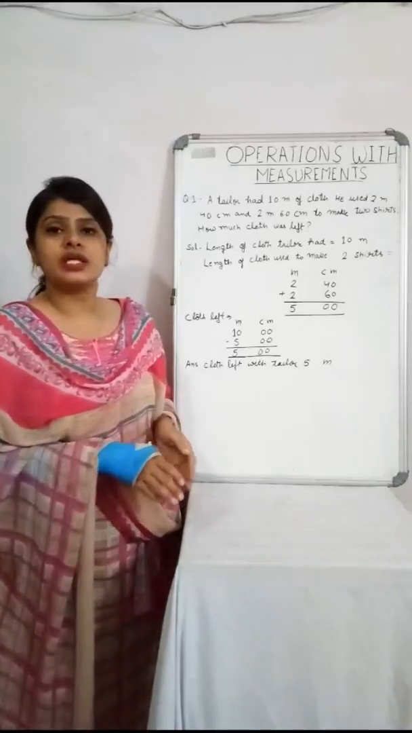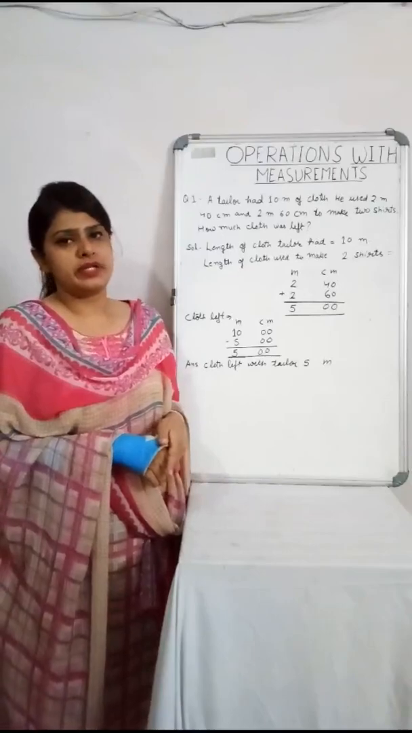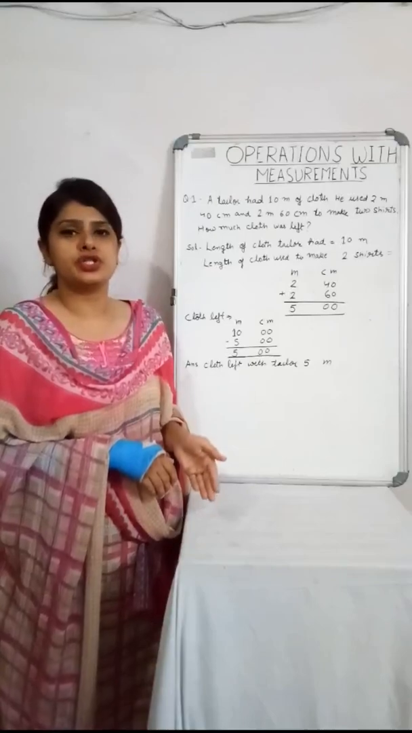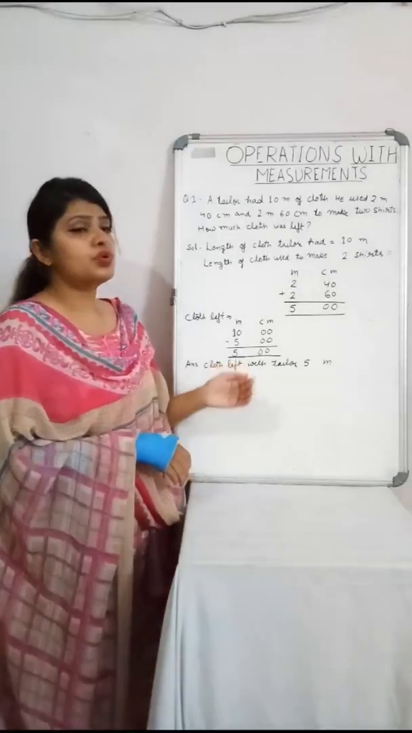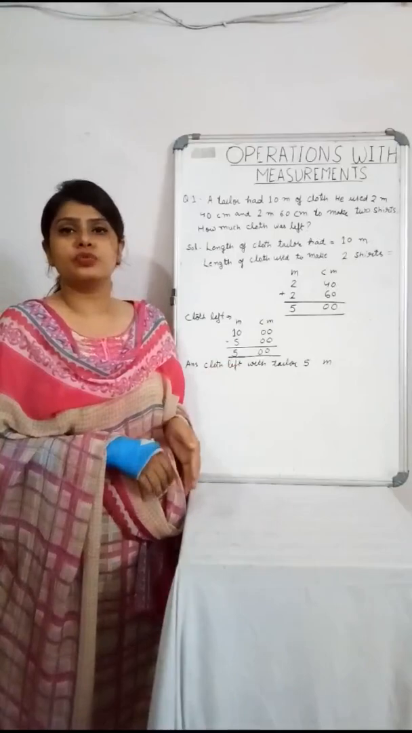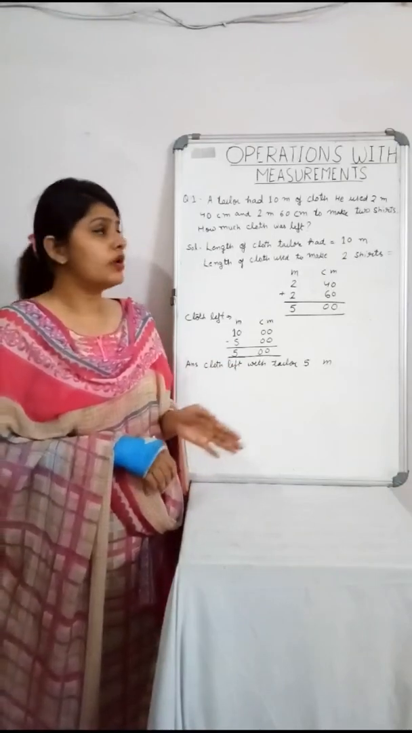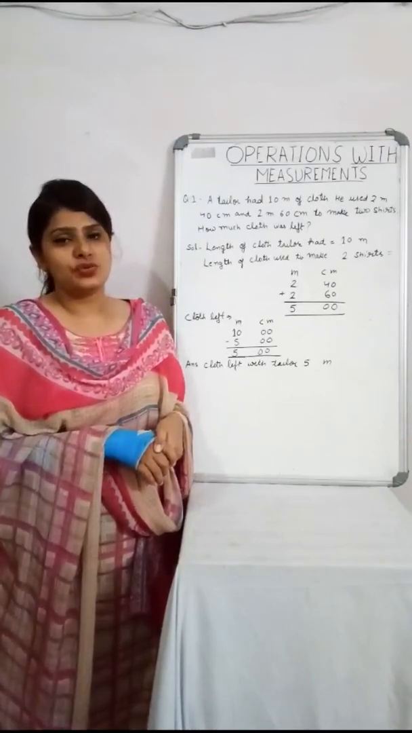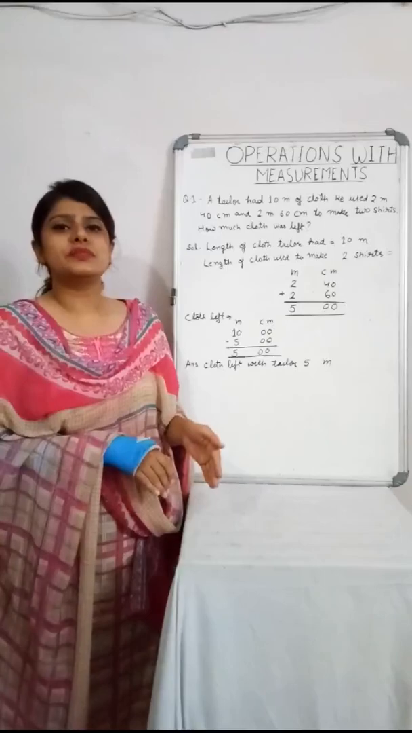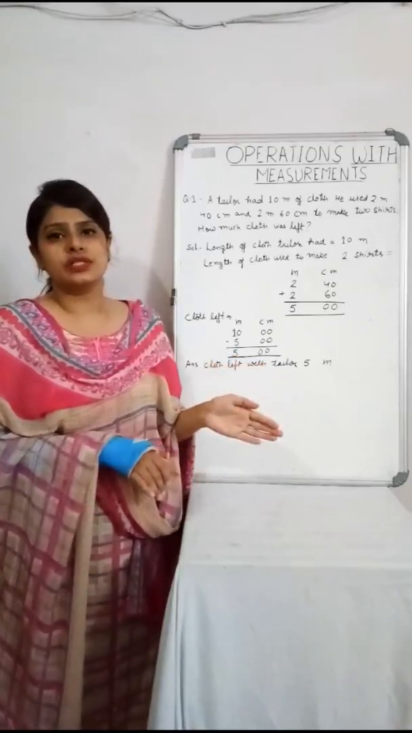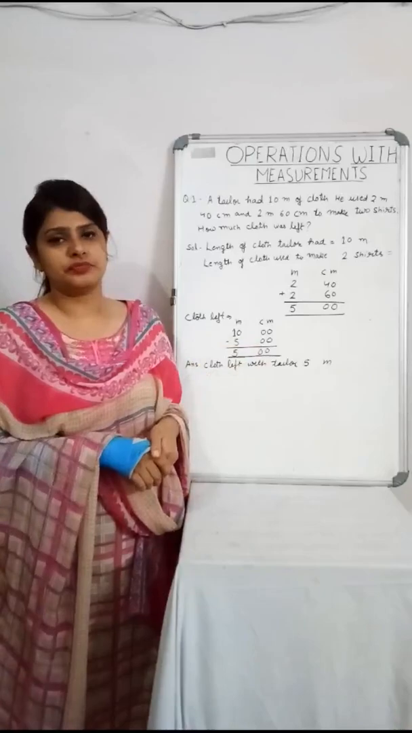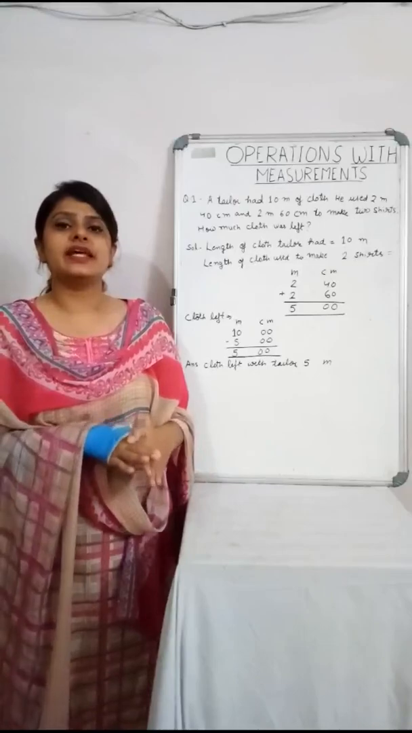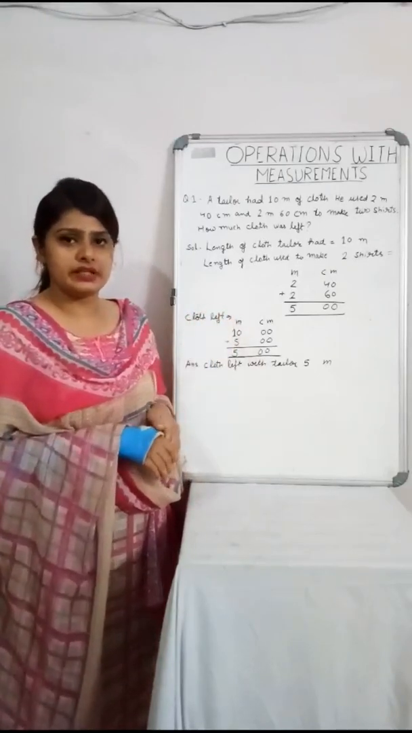So in this question, there is a tailor who had 10 meters of cloth. First, he used 2 meter 40 centimeter to make one shirt. Then he used 2 meter 60 centimeters of cloth to make the other shirt. So we have to find how much cloth was left after making these 2 shirts. So we will subtract these 2 shirts length from the given length. Or first we can add both these lengths and then subtract from the given length.